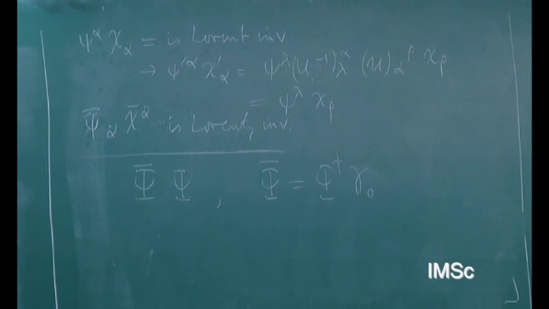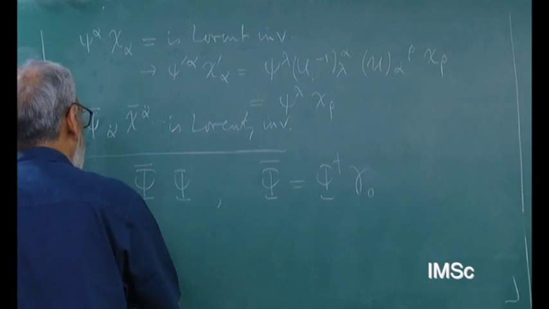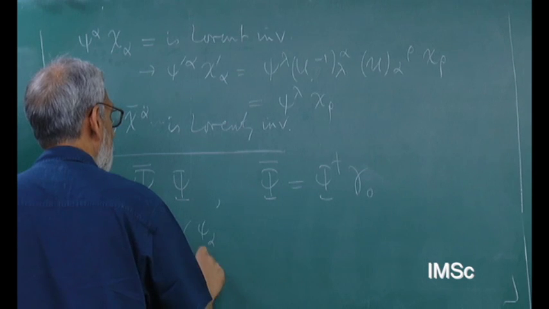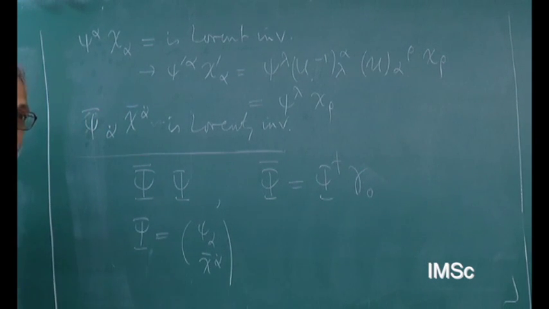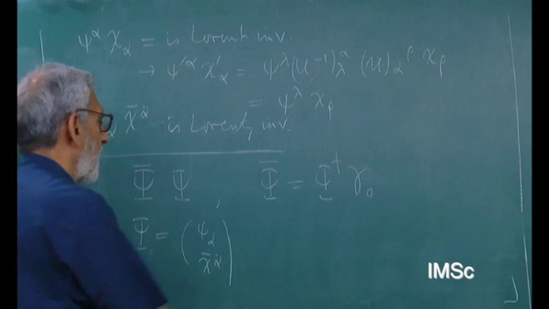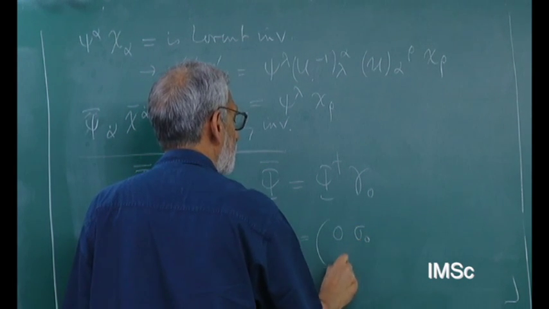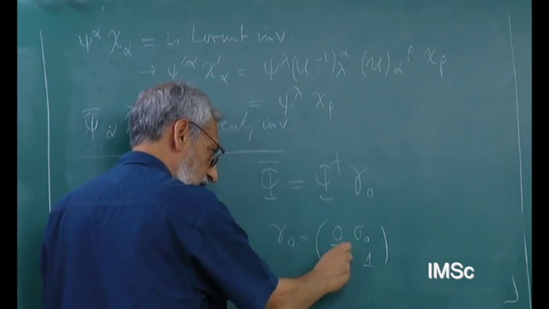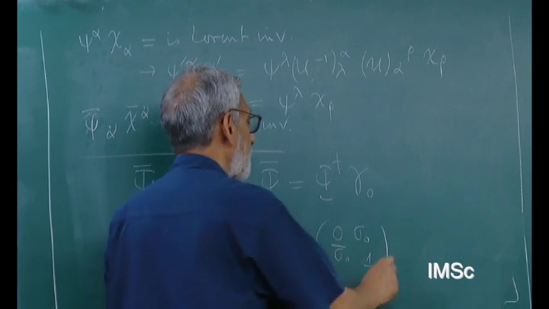But what we have done is we have written the same thing in different notation. Because if you work it out the way we defined, psi was defined to be psi alpha, chi bar alpha dot. And gamma naught is sigma naught and sigma bar naught. That's how it is in our basis.